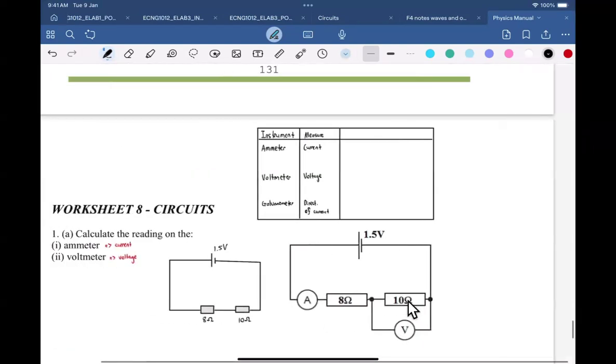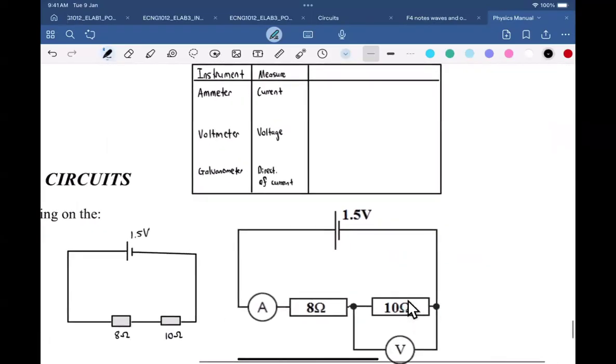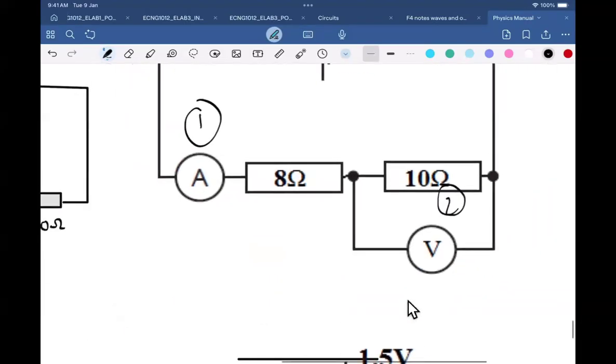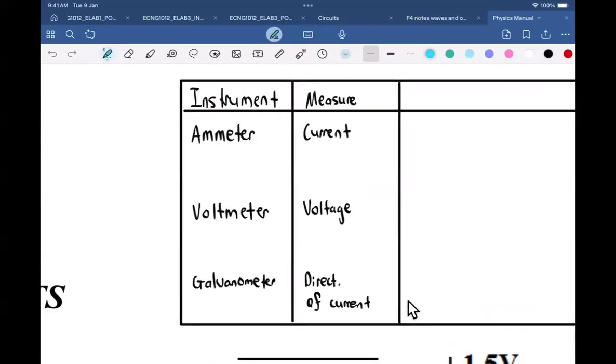Do you all know what an ammeter looks like now? What do you all think is the ammeter? One or two? Kira, which is the ammeter? One, right? Simple. So the ammeter is given by this symbol over here. This is an ammeter. This is a voltmeter. And this is what a galvanometer looks like.